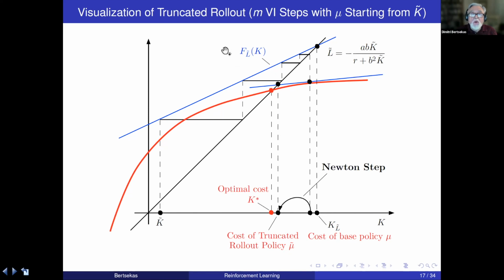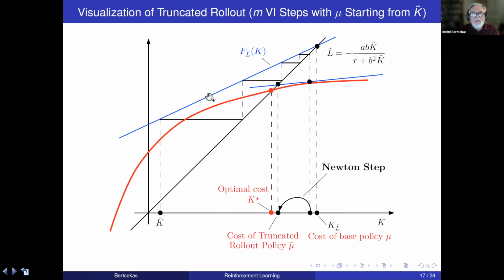Now, when we do the truncated rollout step, we start the Newton step from the end of the value iterations. In other words, these value iterations with mu enhance the starting point, so as to bring it closer to the corresponding quadratic cost coefficient, and then we do the Newton step to obtain the cost of the truncated rollout policy.